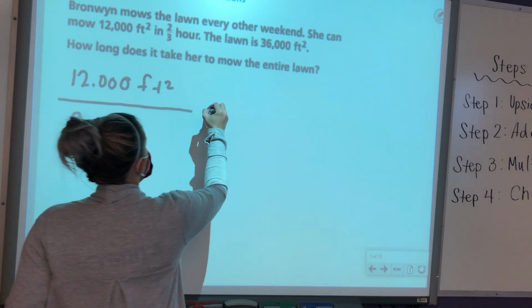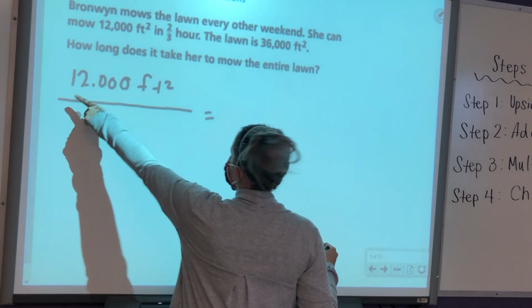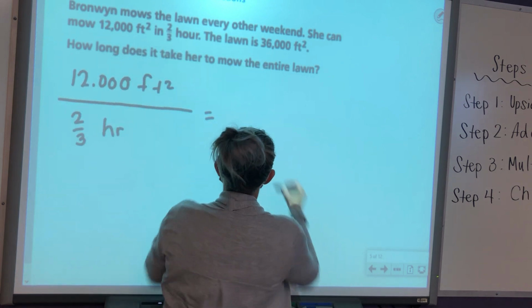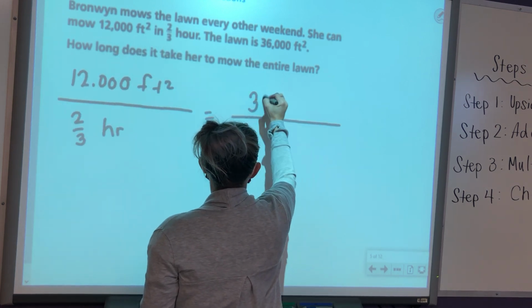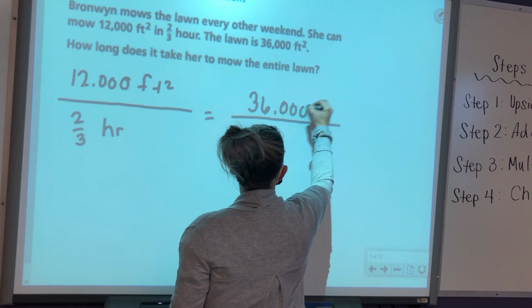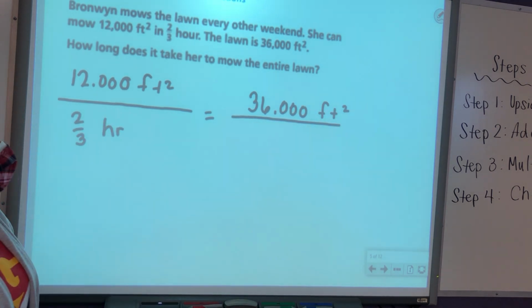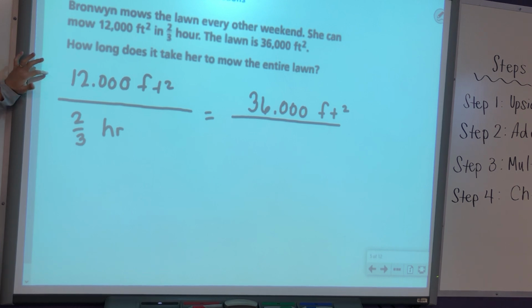So the lawn is not 12,000 square feet. How large is the lawn? 36,000. So the question, how long does it take her to mow the entire lawn? How do we get from 12,000 to 36,000? Okay, we're going to multiply.